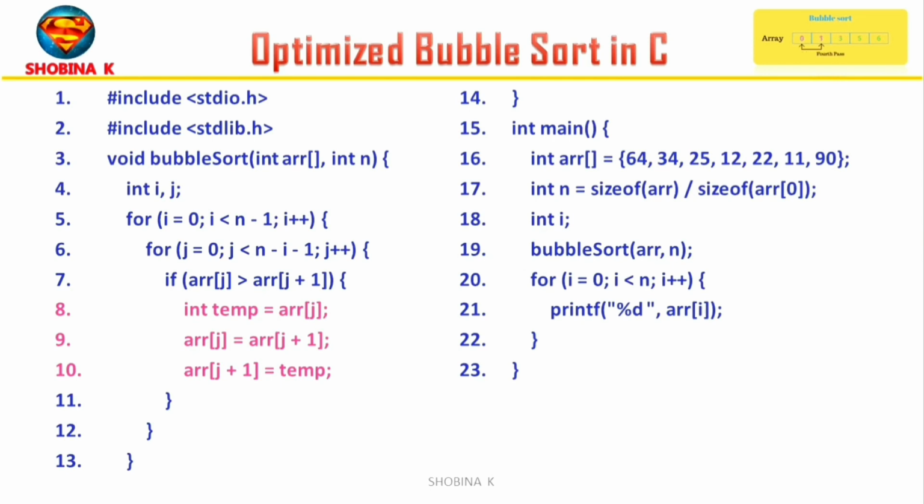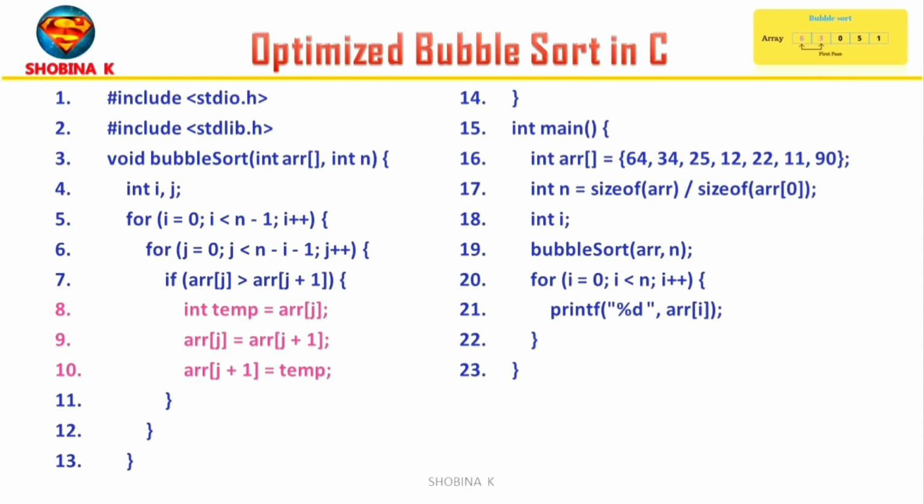The second line then assigns the value of the element at index j plus 1 in the array to the element at index j. That is, this line will replace the current element of the array with the next element. Next, the third line assigns the value of the temporary variable temp to the element at index j plus 1 in the array. That is, this line replaces the next element of the array with the temporary variable.